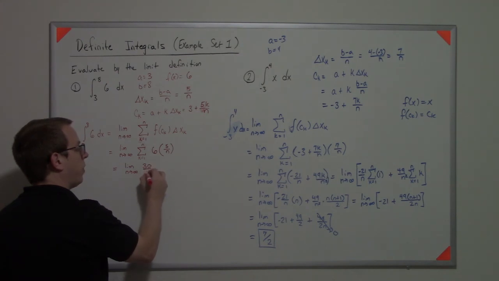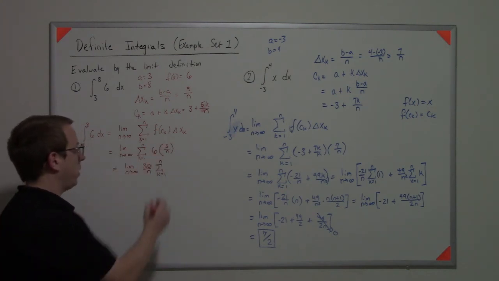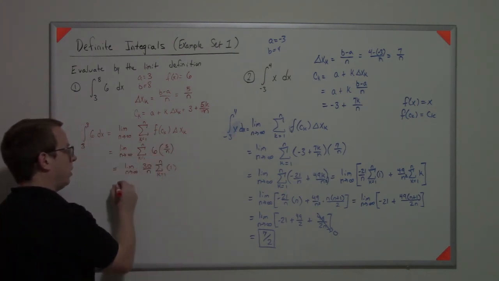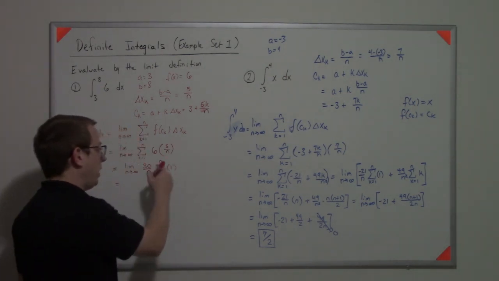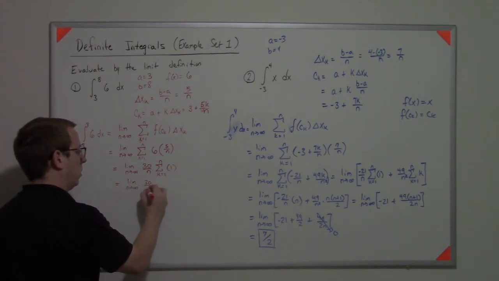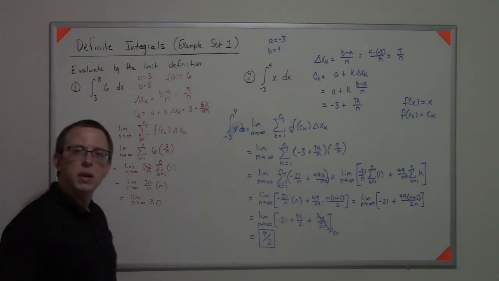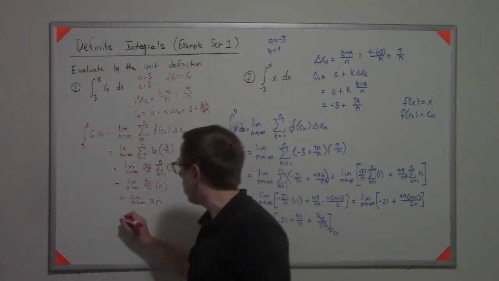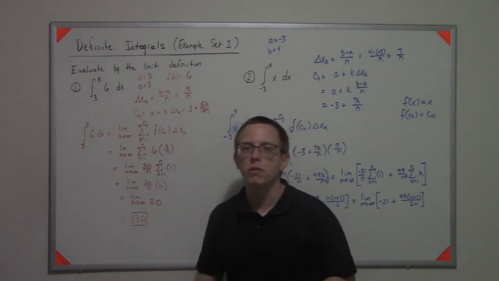So we can pull that 30 over n out, because 30 over n, we'll just pull it out here. And so this is just 1. But we know that the sigma sum of 1 from 1 to n is just n itself. And that the limit of a constant is a constant. 30.